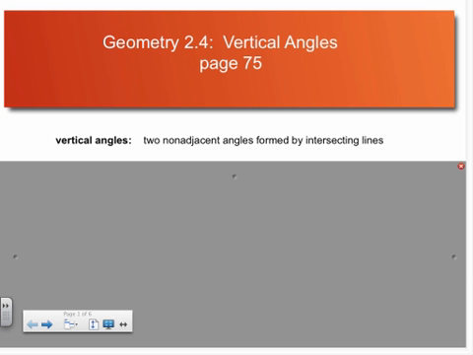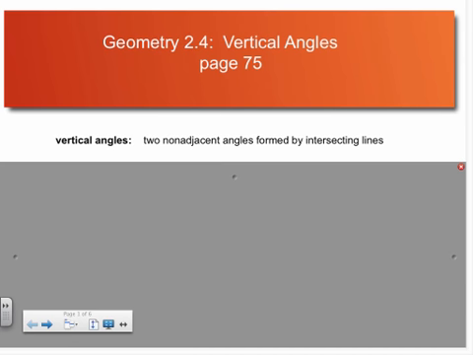Hopefully you got the intersecting lines part, and you know we need a pair of angles, but let's review that word non-adjacent. Remember, adjacent angles are angles that have a common side. They share a ray. Then non-adjacent angles have only their vertex in common, no other points. So vertical angles are kind of the angles that point to each other. They don't have anything in common other than that vertex.